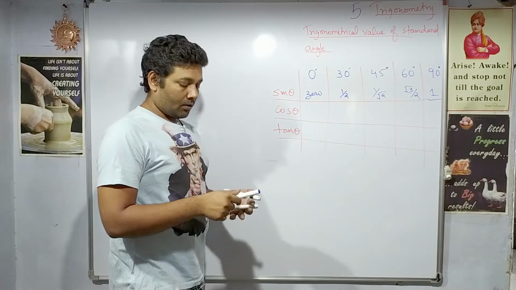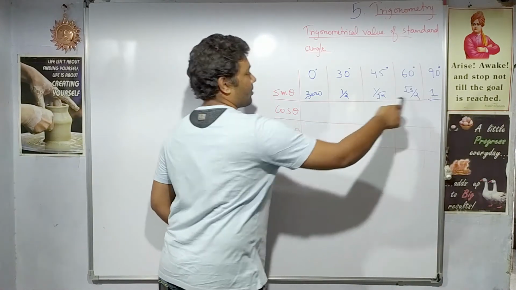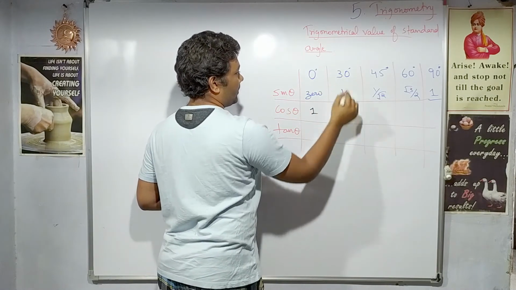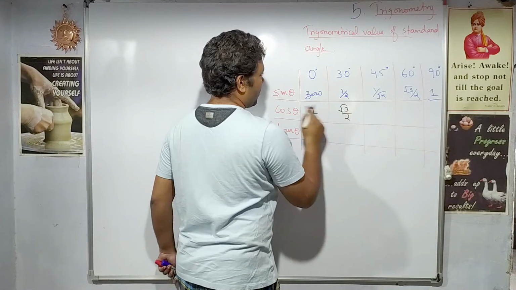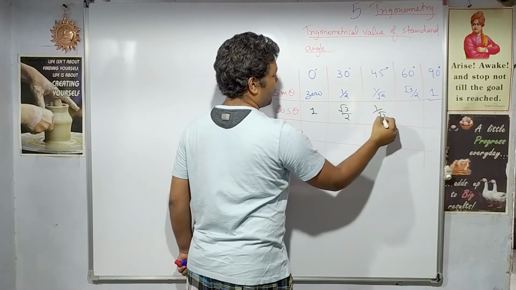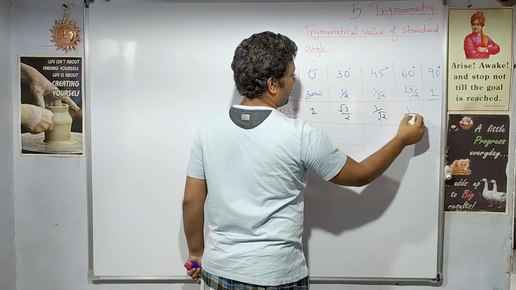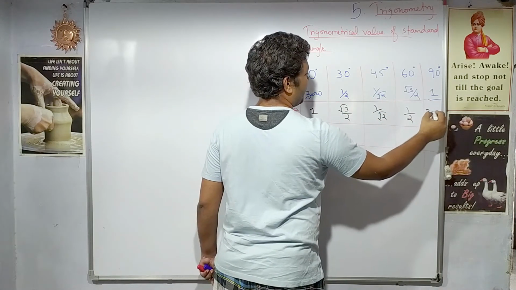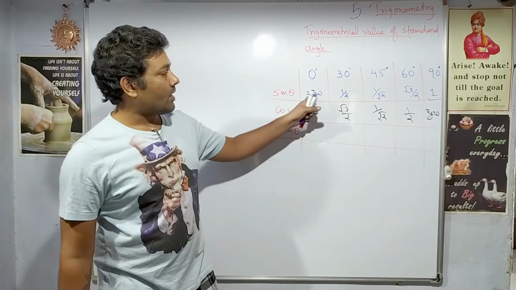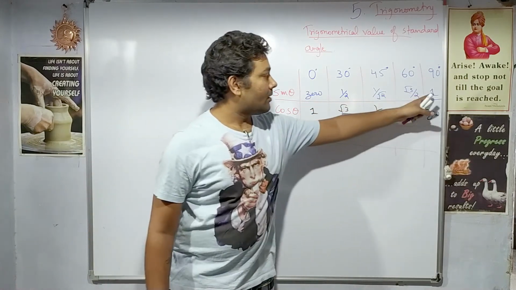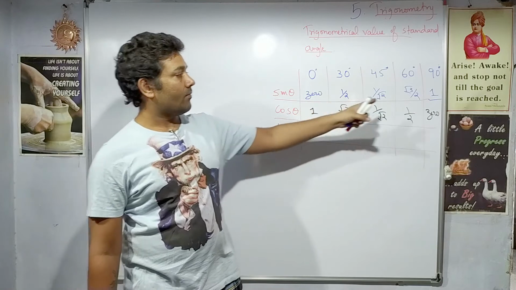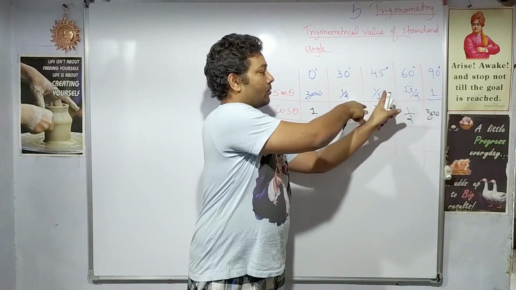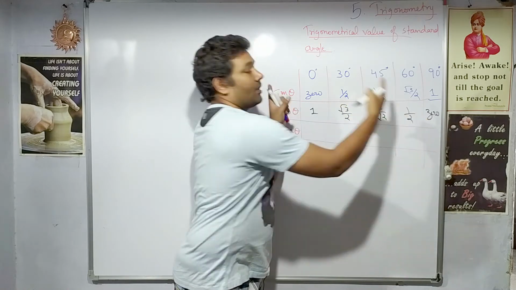Now the values of cos are exactly in the reverse order. Cos 0 is 1, cos 30 is root 3 by 2, cos 45 is 1 by root 2, cos 60 is 1 by 2, and what will be the value of cos 90? 0. Just see the values of sine. Cos values are exactly in the reverse order.